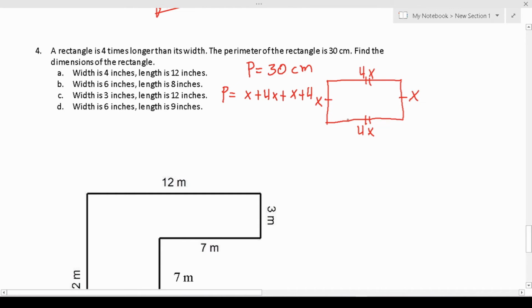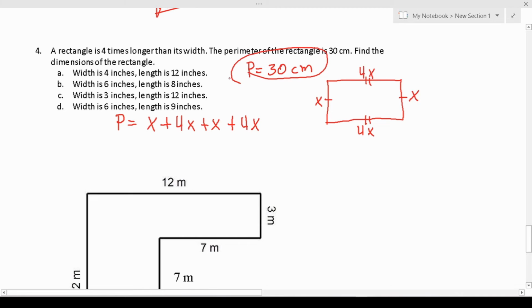And let me move that away from this rectangle so it doesn't get confusing. Let's do that over here. Again, the perimeter of any polygon, including rectangles, is found by adding up all of its sides. So that's going to be x plus 4x plus x plus 4x. Okay? Similarly, we already know what P is. P is 30, so we can plug that in for P. So this is 30 equals x plus 4x plus x plus 4x.